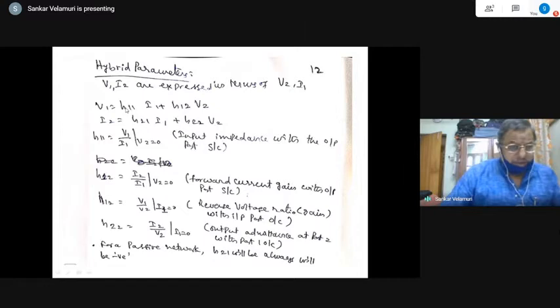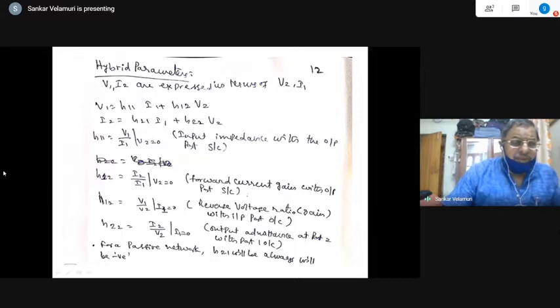V2 and I2 are minus I2. Then V1 and I2 are expressed in terms of V2 and I1 respectively, or I1 and V2, whatever it is. So V1 is equal to H11 into I1 plus H12 into V2, and I2 is equal to H21 into I1 plus H22 into V2. So these are called hybrid parameters.